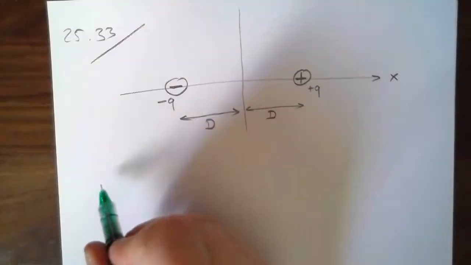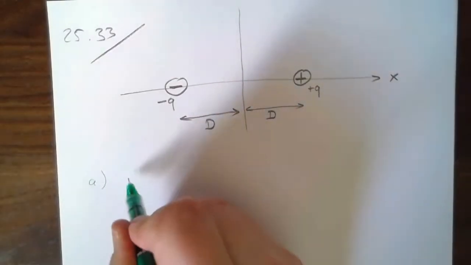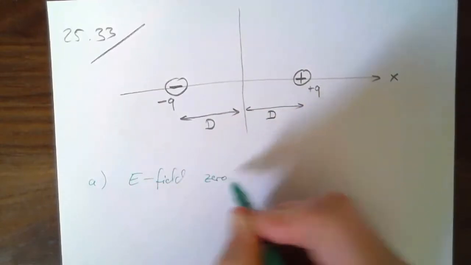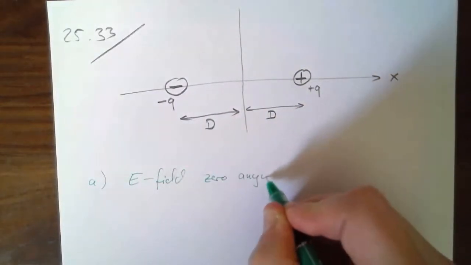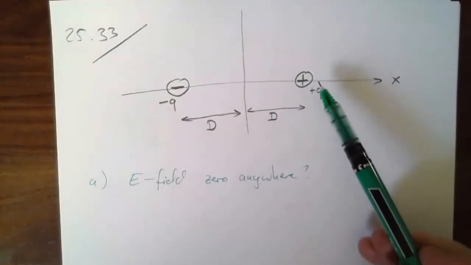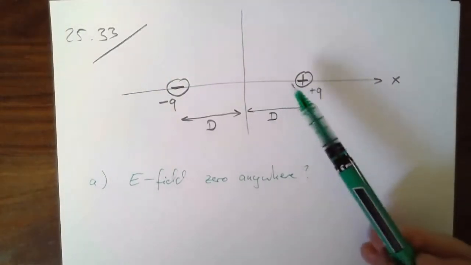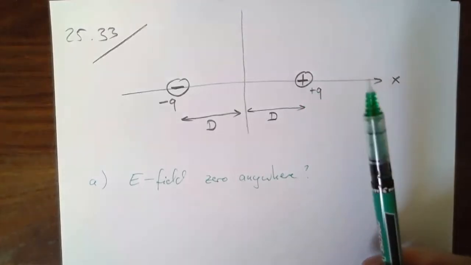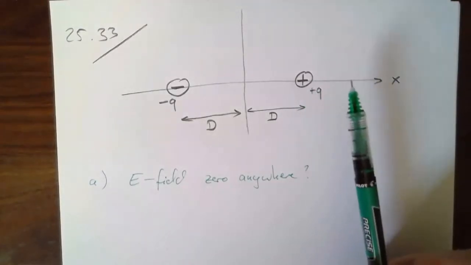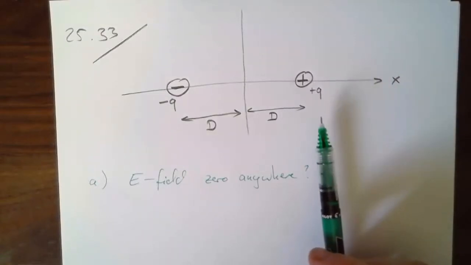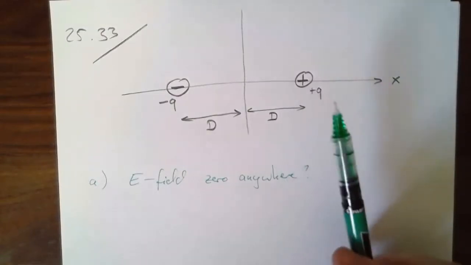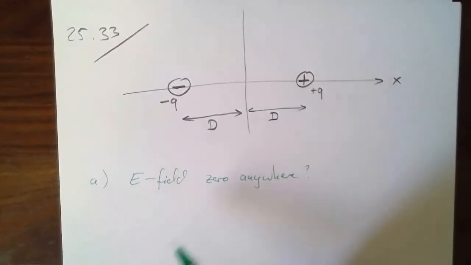So part A: is the E field 0 anywhere? Now, of course, the electric field is going to be 0 at infinity, right? Because you're infinitely far away, and the electric field falls off as 1 over r squared. So if I plug in infinity into 1 over r squared, I get 0 for the electric field, no matter how big the charges are.